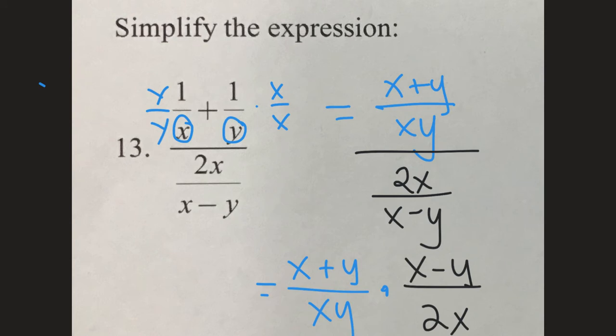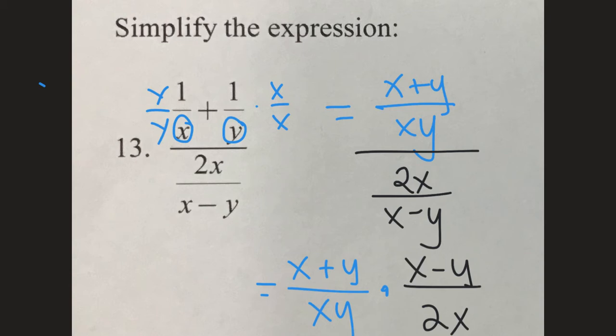Wait, we're trying to figure out x and y? We're just trying to simplify this expression, right? There's no equal sign in our problem, so we're not trying to figure out what x and y equal. We're just trying to see if we can make this fraction plus fraction divided by fraction a simpler looking function. So we're just trying to simplify.